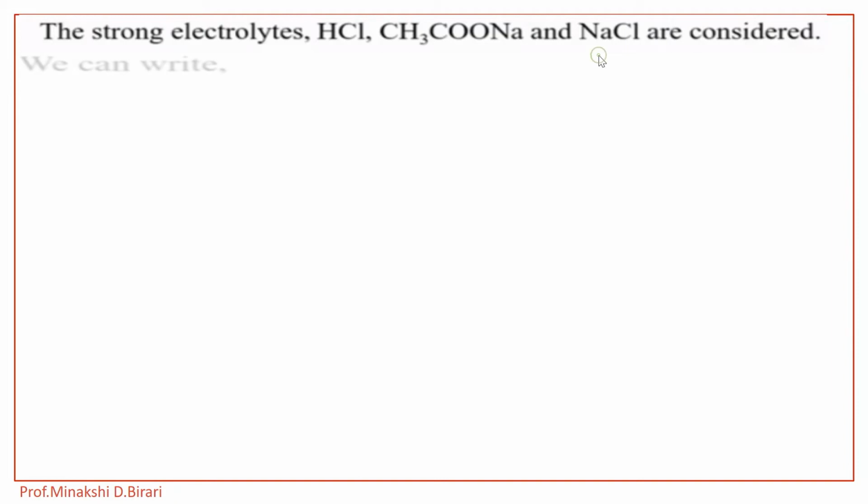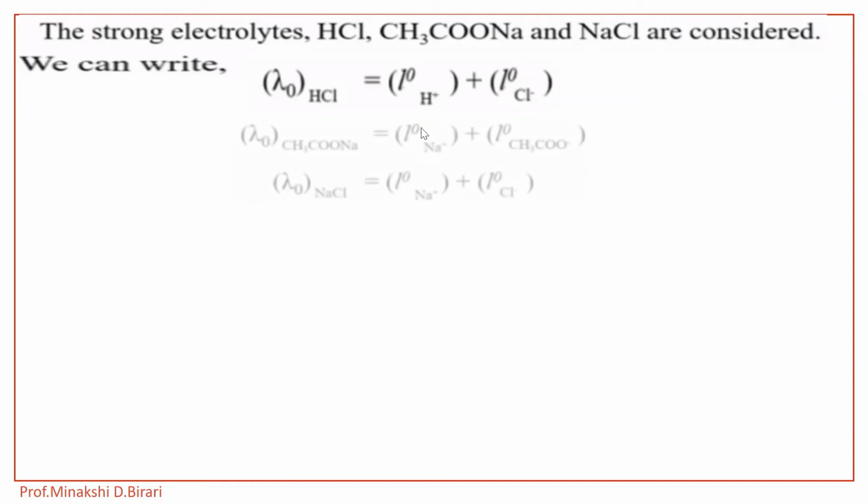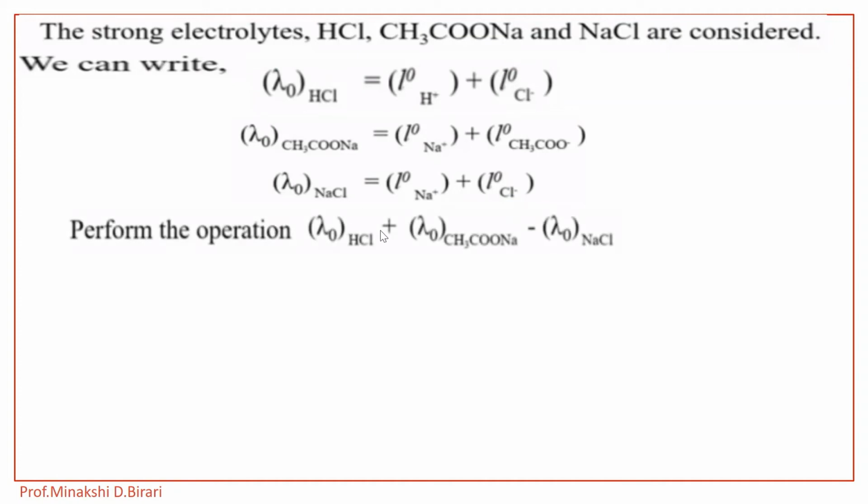We can write lambda 0 of HCl is equal to lambda 0 of H plus plus lambda 0 of Cl minus. Lambda 0 of sodium acetate is equal to lambda 0 of Na plus plus lambda 0 of CH3COO minus, and lambda 0 of NaCl can be represented by Kohlrausch's law, that is lambda 0 of Na plus plus lambda 0 of Cl minus. Perform the operation lambda 0 of HCl plus lambda 0 of sodium acetate minus lambda 0 of NaCl, sodium chloride.